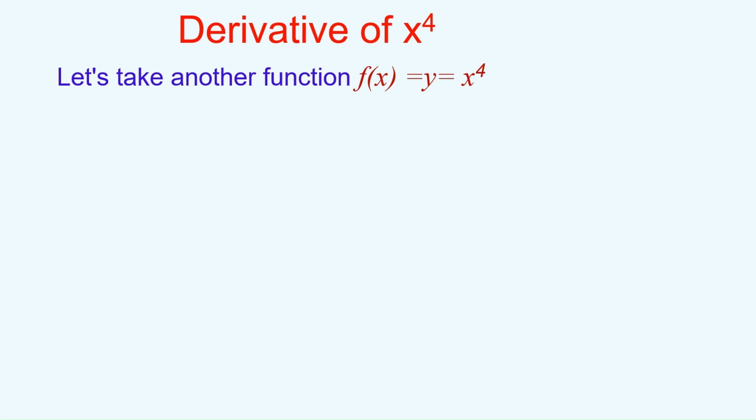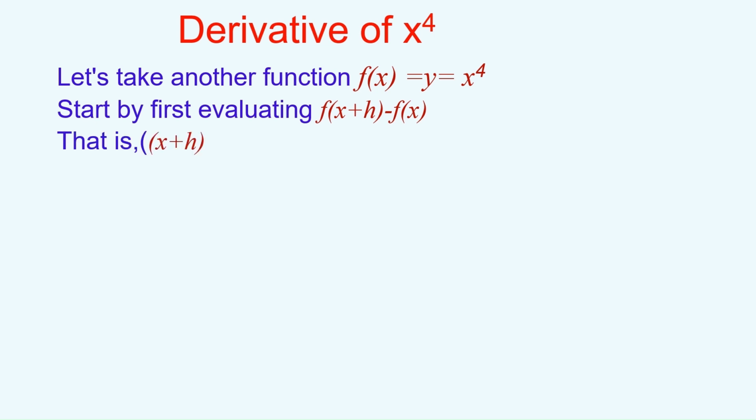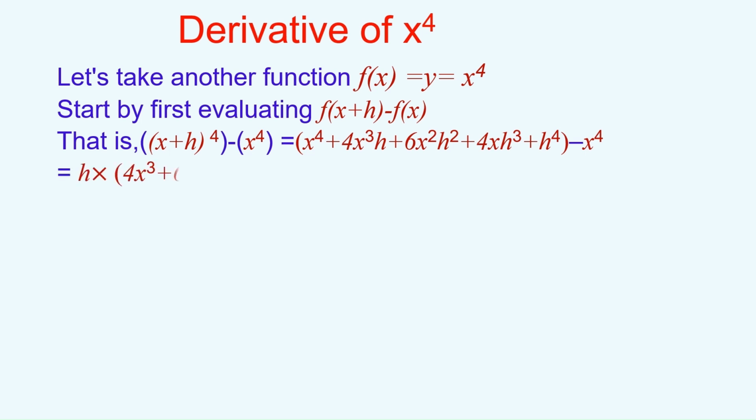Derivative of x to the power of 4. Let's take another function f(x) equals y equals x to the power of 4. Start by first evaluating f(x plus h) minus f(x), that is, (x plus h) to the power of 4 minus x to the power of 4 equals x to the power of 4 plus 4x cubed h plus 6x squared h squared plus 4xh cubed plus h to the power of 4 minus x to the power of 4 equals h times (4x cubed plus 6x squared h plus 4xh squared plus h cubed).